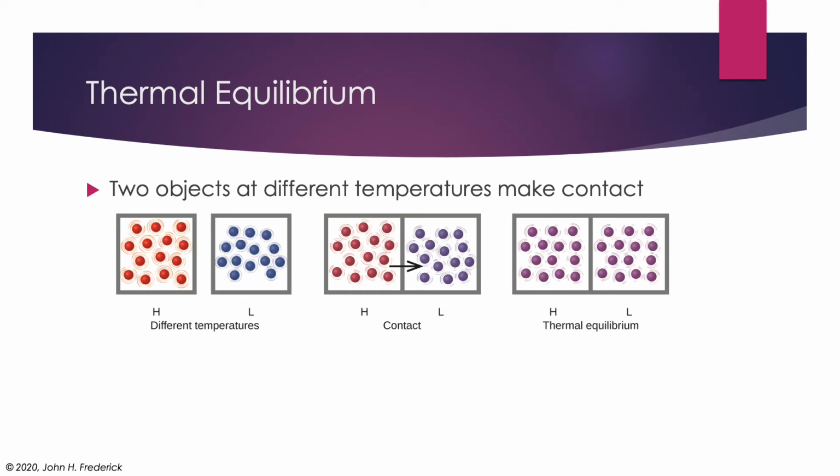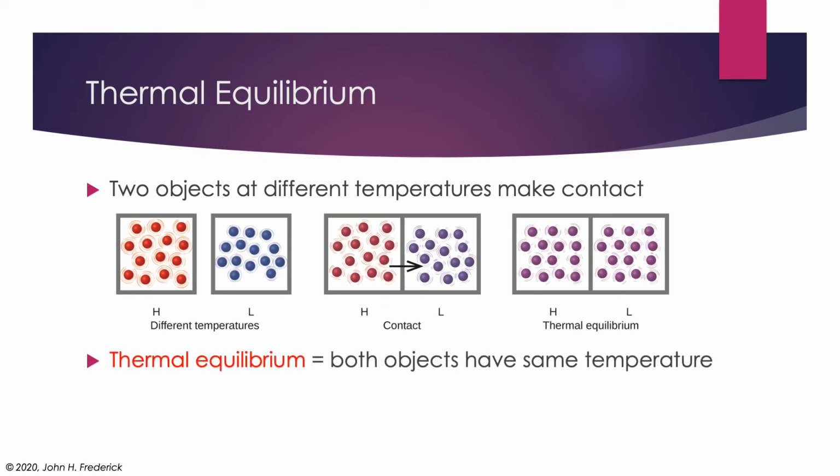When they're brought into contact, we begin to see some movement of heat from the hot side to the cold side. In fact, that's one of the laws of thermodynamics: heat is always going to move from the hot side to the cold side. After some period of time, we'd end up on the right-hand side where both objects are going to be at the same temperature, and therefore they will be in thermal equilibrium. So this is going to be our functional definition of thermal equilibrium, that both objects have the same temperature.